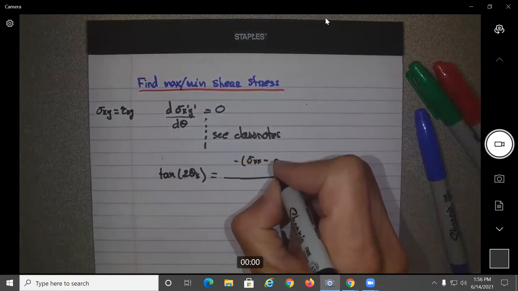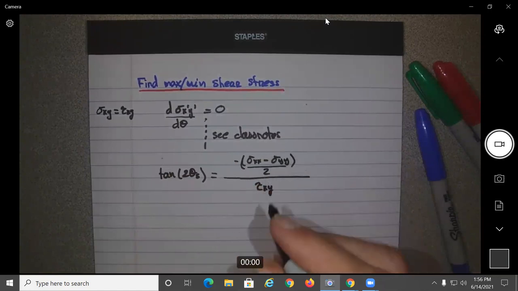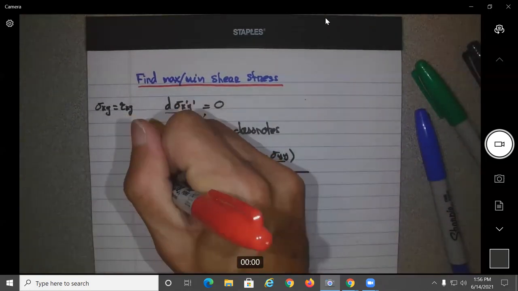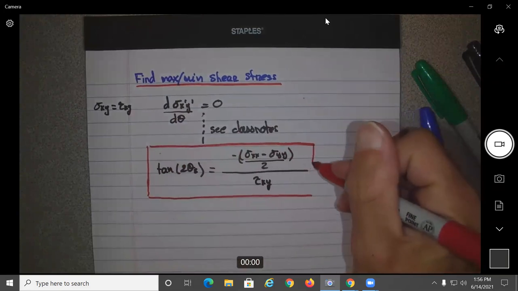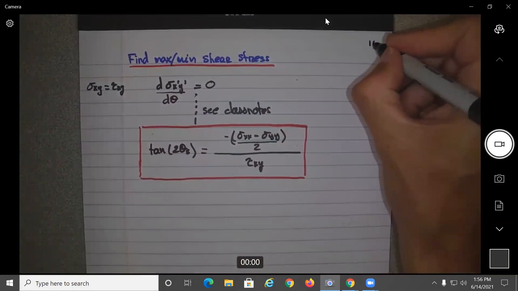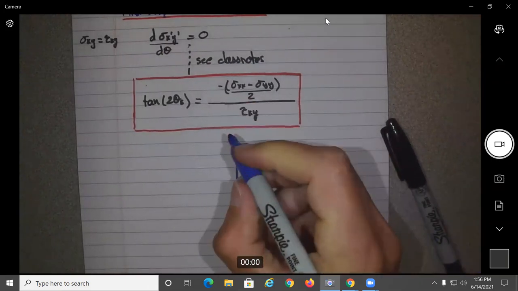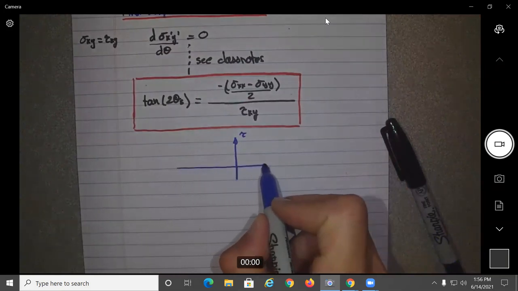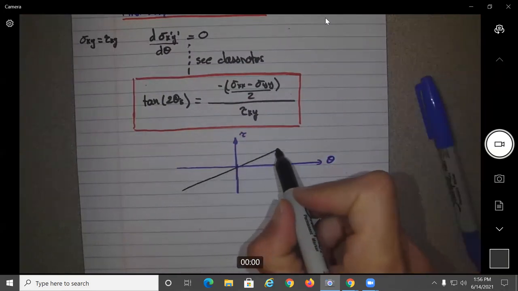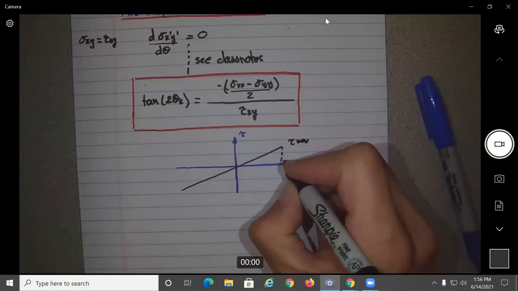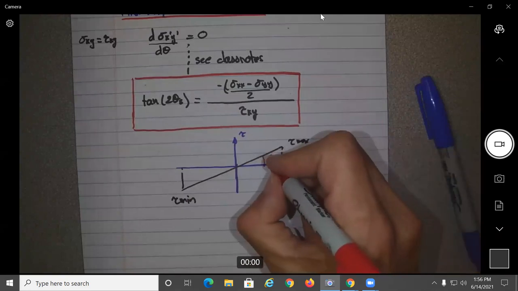minus sigma xx minus sigma yy divided by 2 divided by tau xy. And this should be page 102. Okay, so if I do the figure, this will look as before. This would be tau. This would be the angle. It's the same as before. This would be tau max. This would be tau minimum. This would be the 2 theta s1.